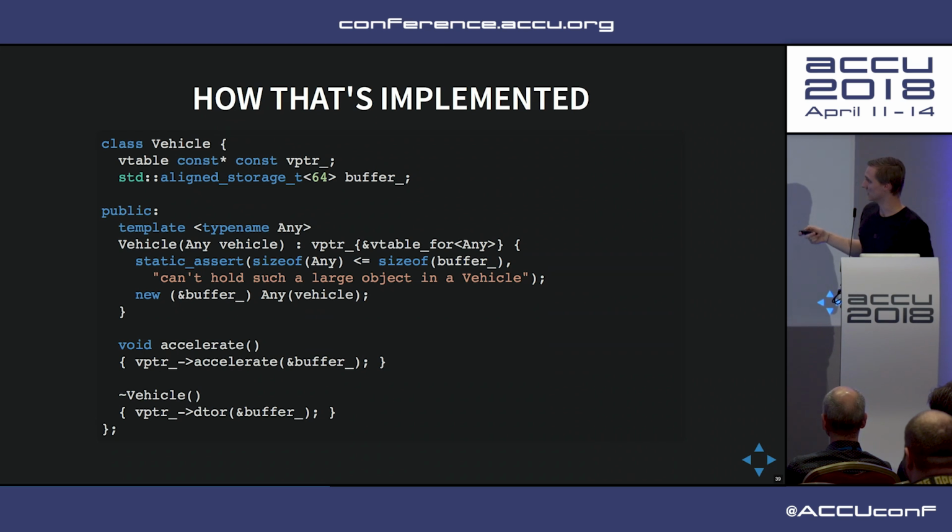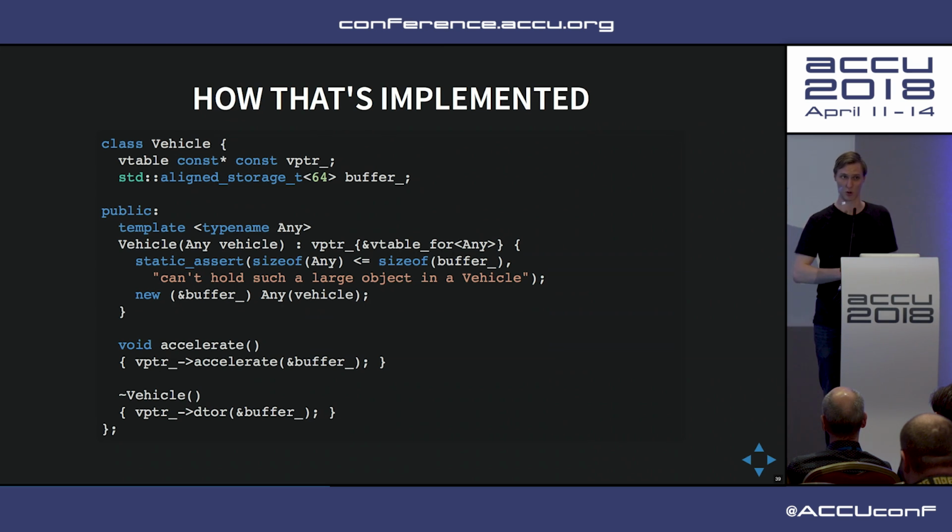And then in the constructor here, I initialize my Vtable, and then I make sure that the size of the object is less than or equal to the size of my buffer. Then I go and in-place new into my buffer. And the dispatching is also very trivial. I always just call my vpointer on my buffer.